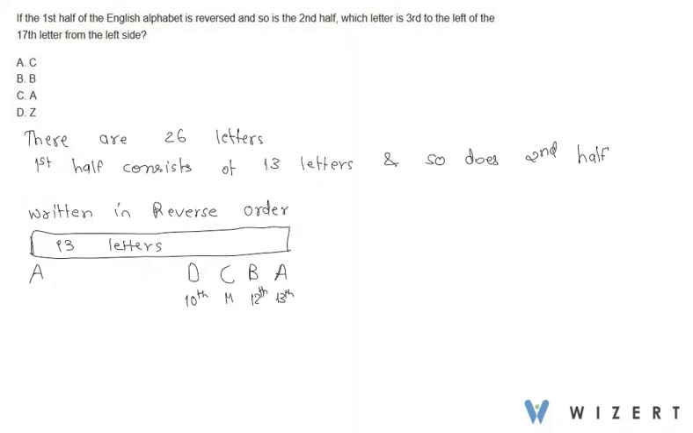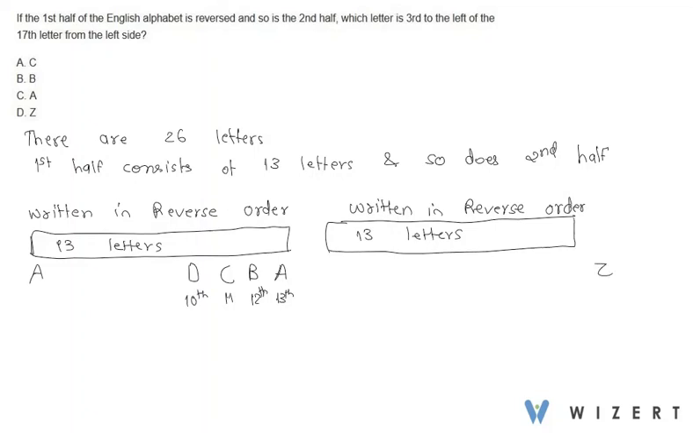The second half of the alphabet is also written in reverse order. So written in reverse order are next 13 letters. So instead of writing Z over here, Z is written over here and its rank from left is 14th. So Z, Y, X, W, V, U in this way. So this is 14th, 15th, 16th and 17th from left side.